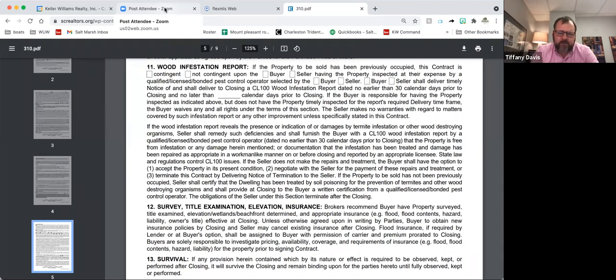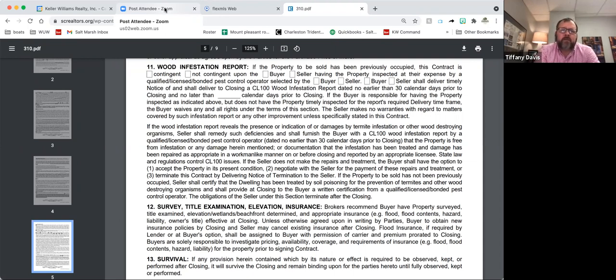So if something does come up, the three options, it's kind of similar to everything else. If the seller agrees to address them, then everybody moves forward. If the seller doesn't agree to address them, you can renegotiate. And then if you don't come to any terms, then it can be terminated by the buyer.